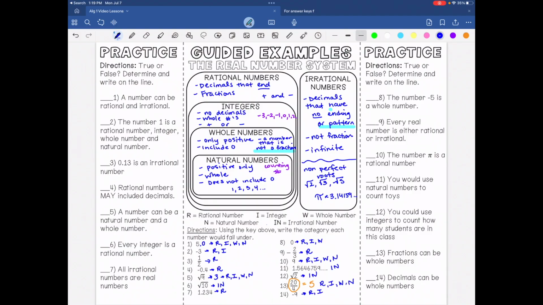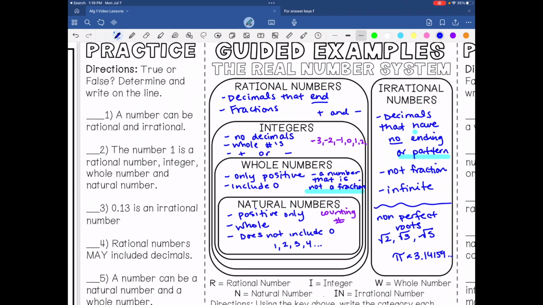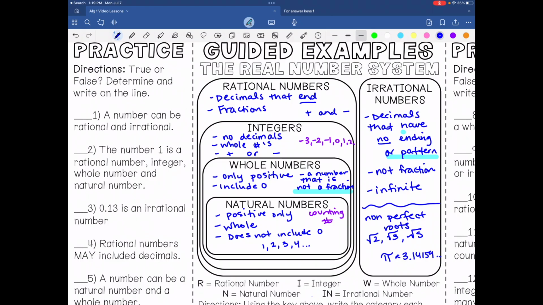So now we're going to try some true or false questions. That could be either, right? Some of them are a little tricky. So let's identify this one. A number can be rational and irrational. No, cannot. The number 1 is a rational number, integer, whole number, and natural. So is it rational? Yes. Is it an integer? Yes. Is it whole? Yes, because it's positive and it can be counted. So yes, this is true.